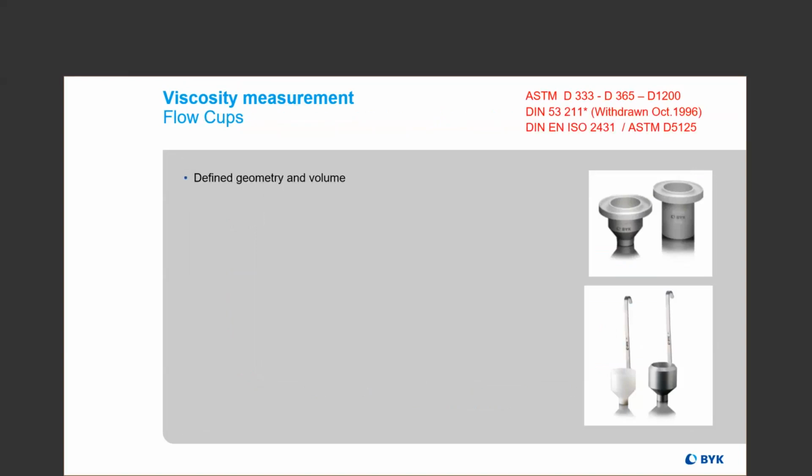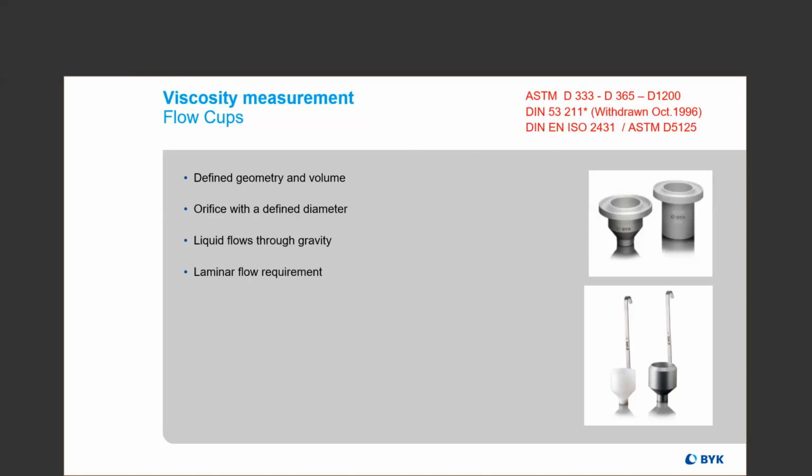These are cups with a defined geometry and volume. It has an orifice with a defined diameter, and these are usually defined by whatever standard test method is being followed, whether it's DIN, ISO, ASTM. The liquid flows through the orifice in the bottom of the cup through gravity, of course.